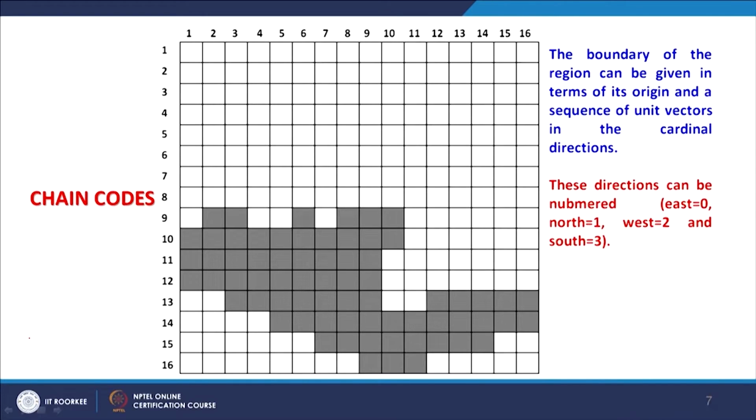What these directions can be, a different approach has been followed here, and this is just a code. Do not take it as a number; it is basically a code. For the east direction the code is 0, and going anti-clockwise, north is 1, west is 2, and south is 3.